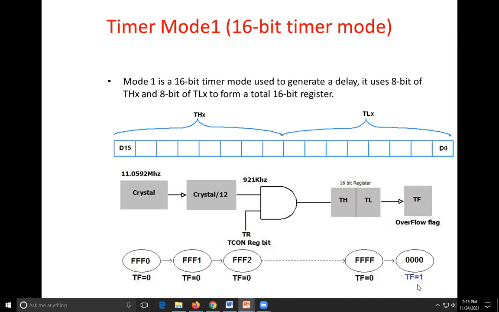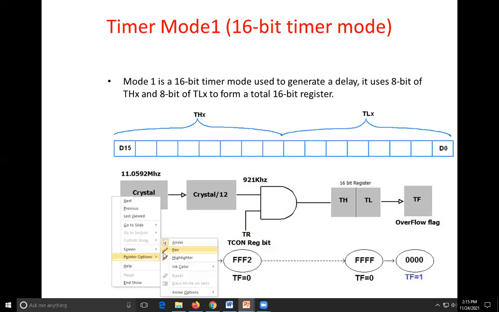So the overflow flag becomes 1. Understood? Previously the overflow flag is 0. Then after the counting is completed up to FFFF, the overflow flag will be set to 1. So you will again reload the counter. You have to reload the counter. Same procedure, same diagram here.